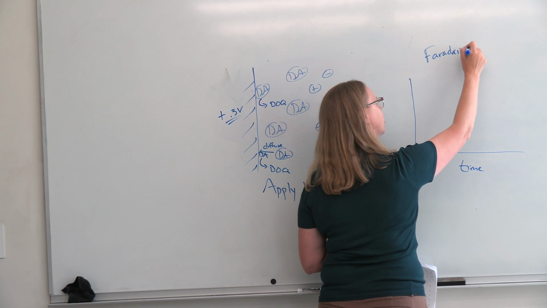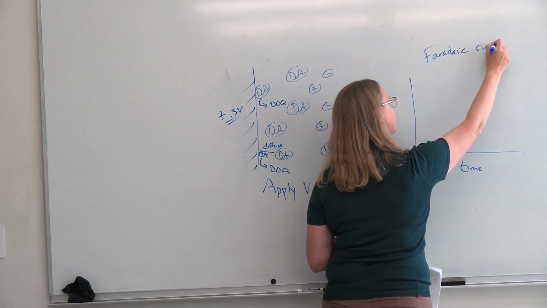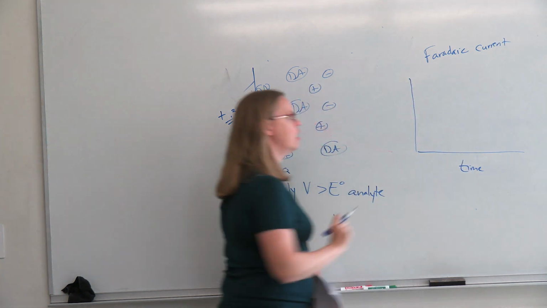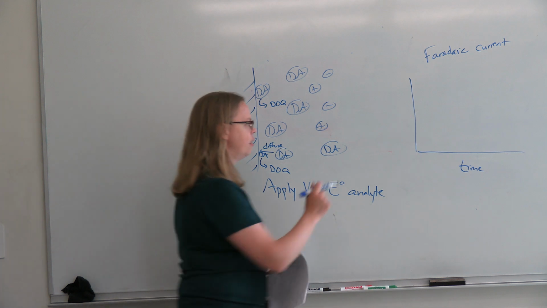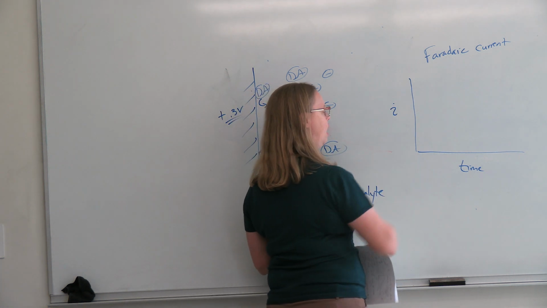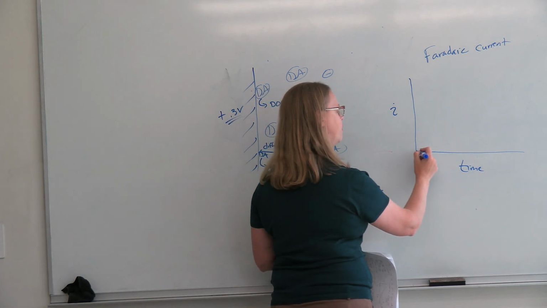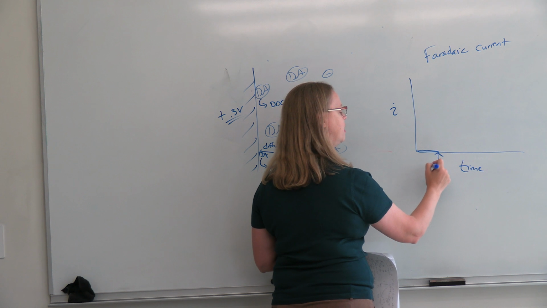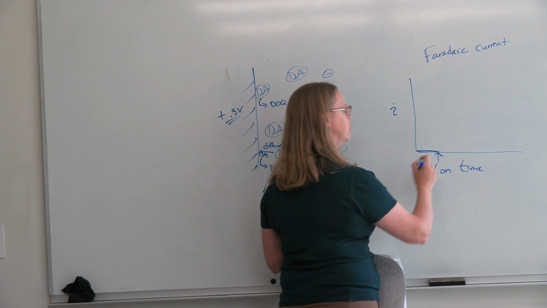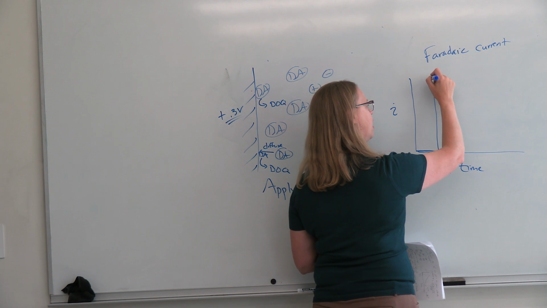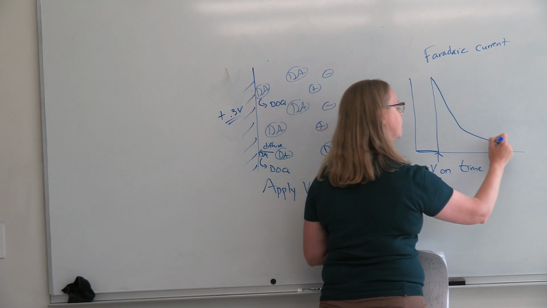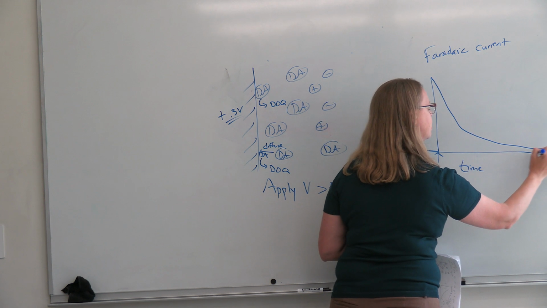So that's the current. That's not the background charging current. Again, we're going to assume that that's going to go away in a very short period of time compared to our experiment. But this is our current. And so if we're looking at time, and then somewhere here, we now turn our positive voltage on, our current will jump up, and then it'll come back down, sort of like this.